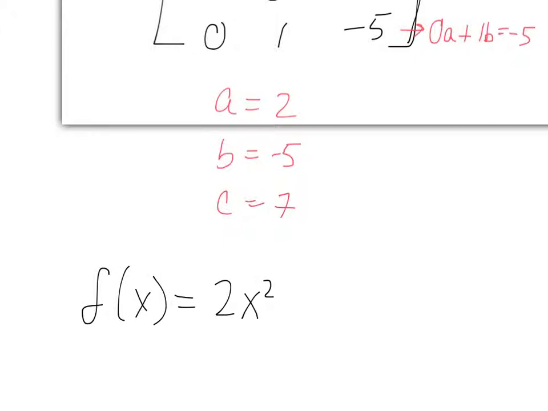Squared minus 5x plus 7. Plus 7, good. Okay? Now, if you really weren't sure that you were right, you could actually plug in those points into this to check that it is true. But since you used a matrix and did your work right, you hope to be right.